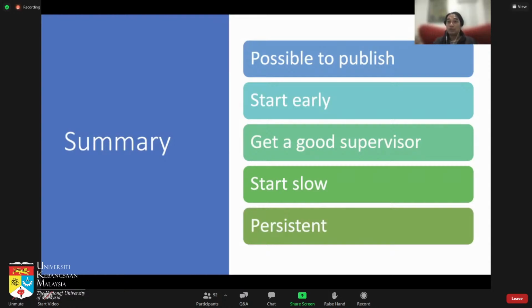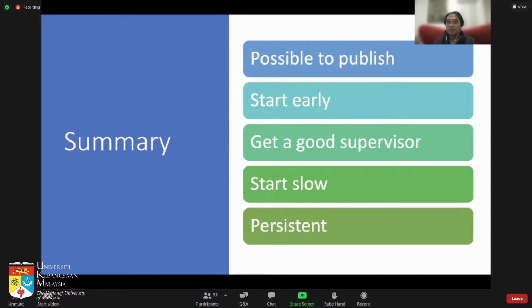Remember that you have to start early. It's important to start early because to get it published, you need time. You need to find a good supervisor. Again, start slow. When this is your first publication, don't pressure yourself. You shouldn't be trying to publish in a Q1 or Q2 journal. Start slow first, and you have to be persistent. You have to always try to be persistent.